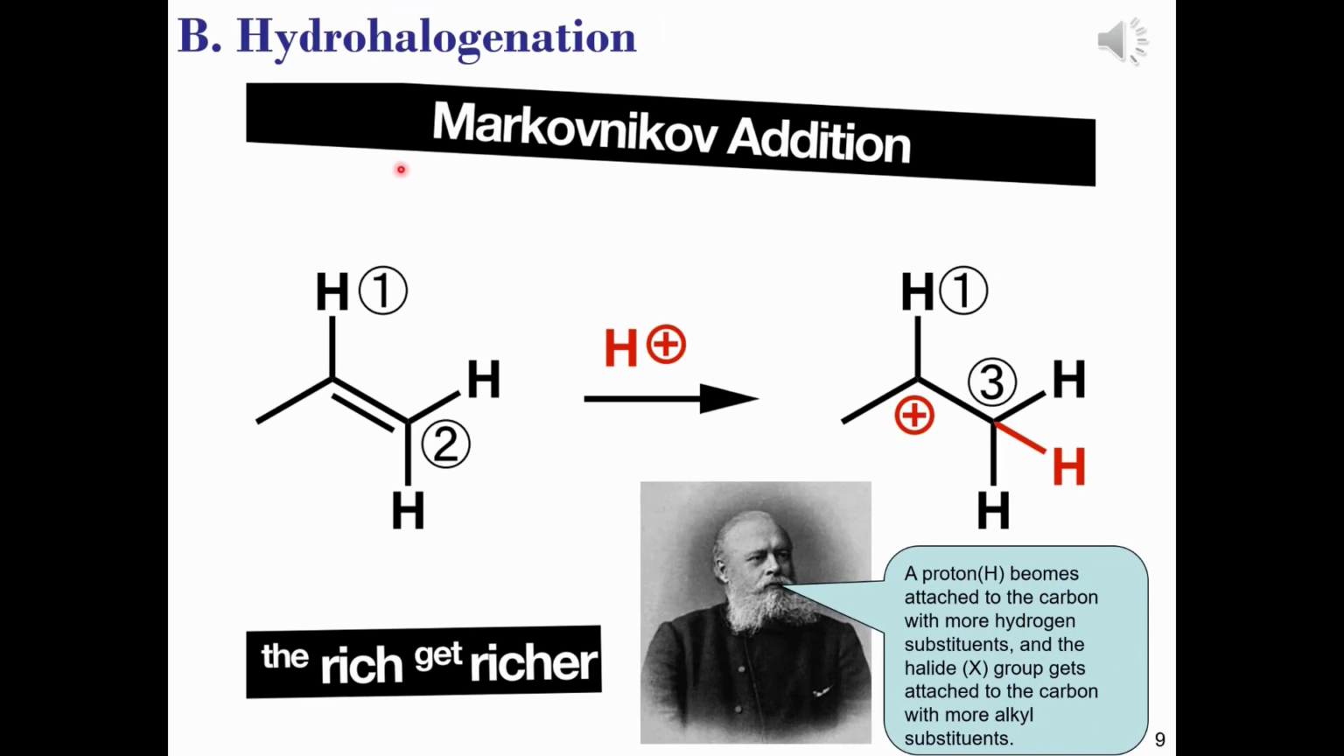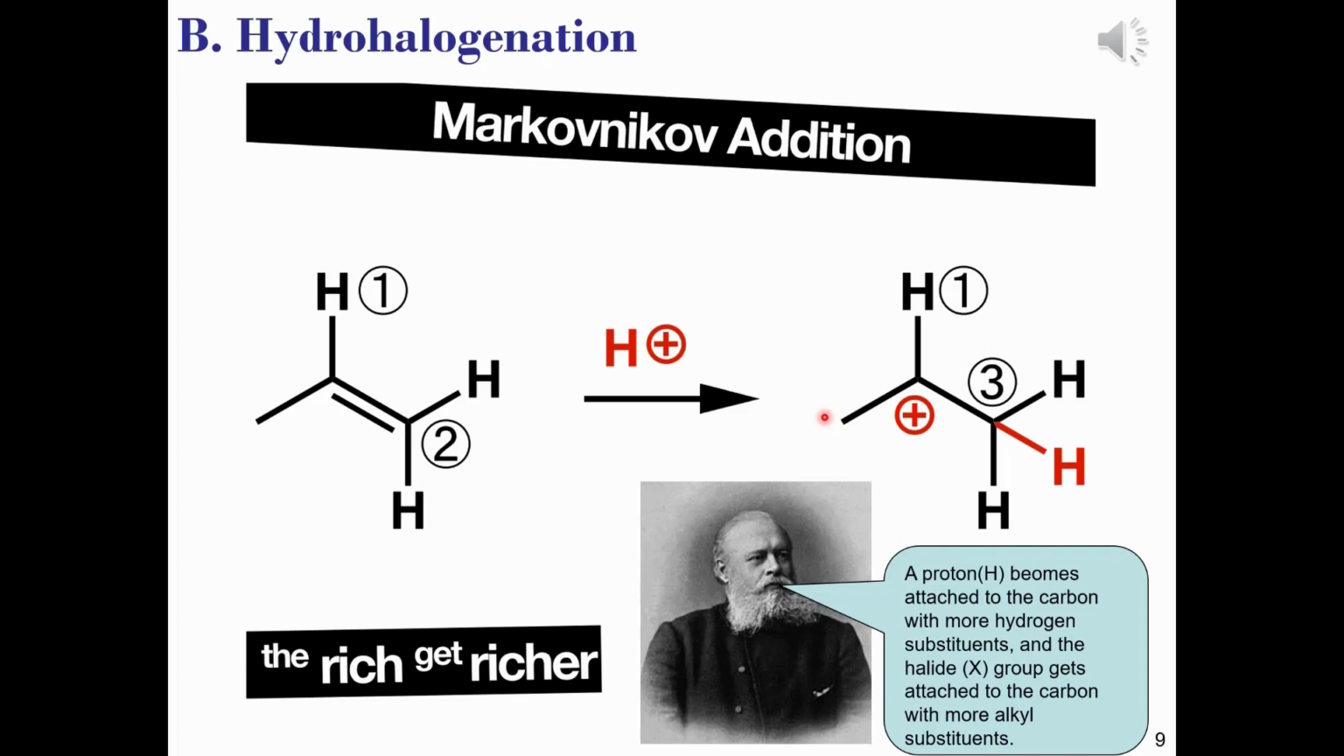This famous Russian organic chemist, through his observations in the late 1880s, figured that the major product formed from a hydrohalogenation reaction always has the proton attached to the carbon which bears more hydrogen atoms. This in turn means that the halide becomes attached to the carbon with more alkyl substituents. This is consistent with the carbocation model, since carbocation stability increases as hydrogens are replaced with carbons.